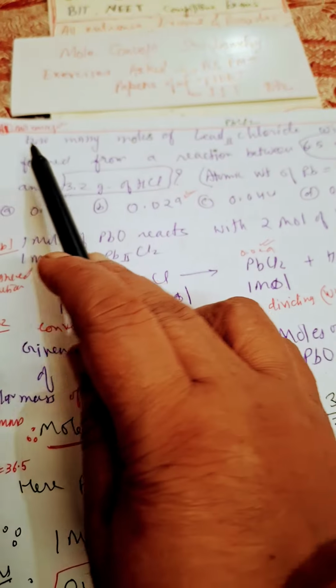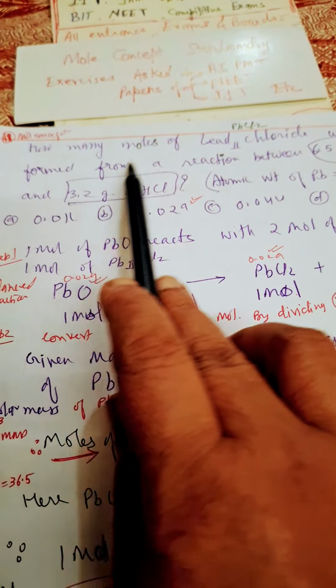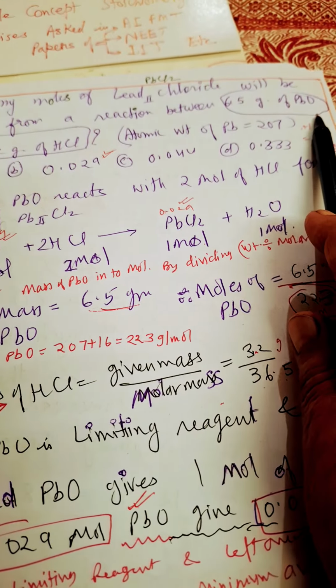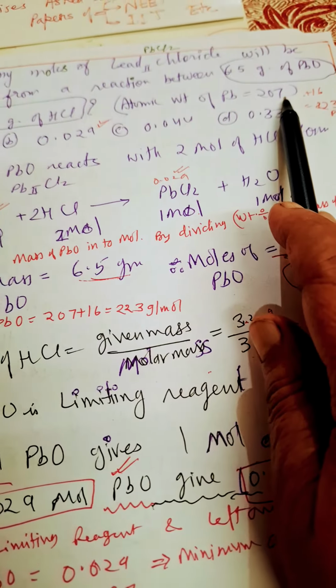Here we discuss the very important mole concept. How many moles of lead chloride will be formed from a reaction between 6.5 gram of PbO and 3.2 gram of HCl? Atomic weight of Pb is equal to 207.